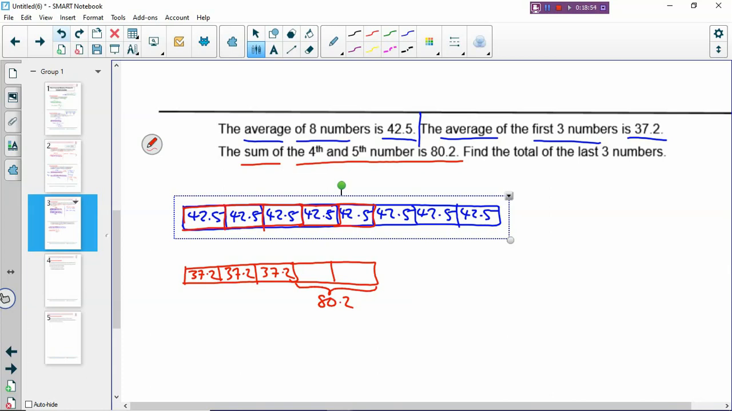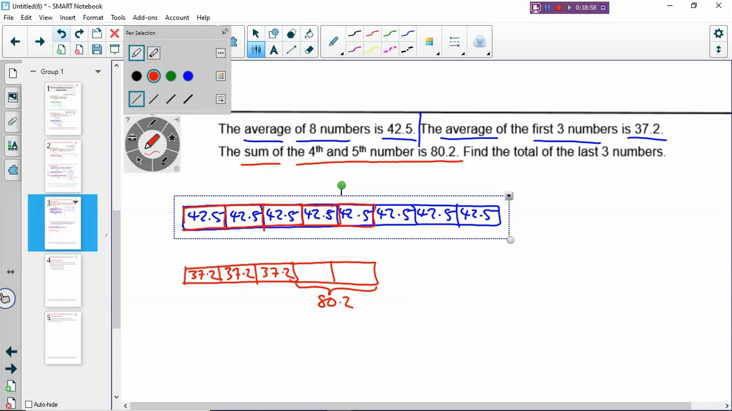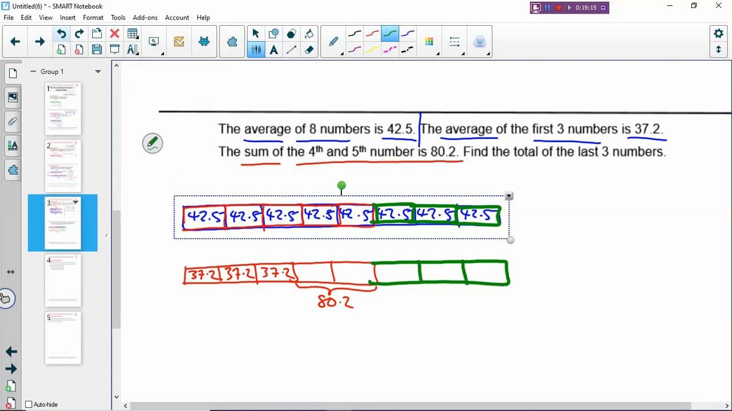And then find the total of the last 3 numbers. So where are the last 3 numbers? Okay, let me just use a different color. Maybe I use a green color. This is the last 3 numbers that you see. So I'm going to draw all the way until here. We're supposed to find the total of the last 3 numbers. So your question mark is here. Okay, and we are done.